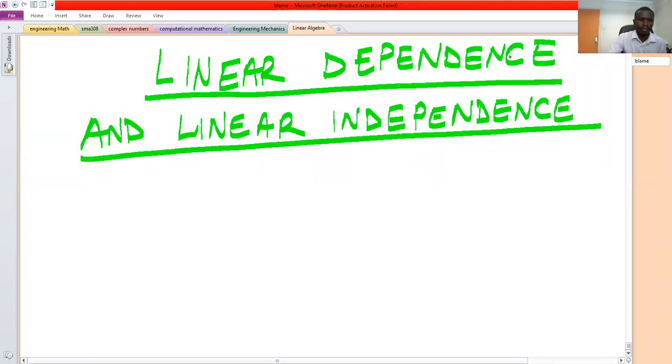Welcome to this session. In this session, we are going to discuss linear dependence and linear independence. So let's start with the definition.